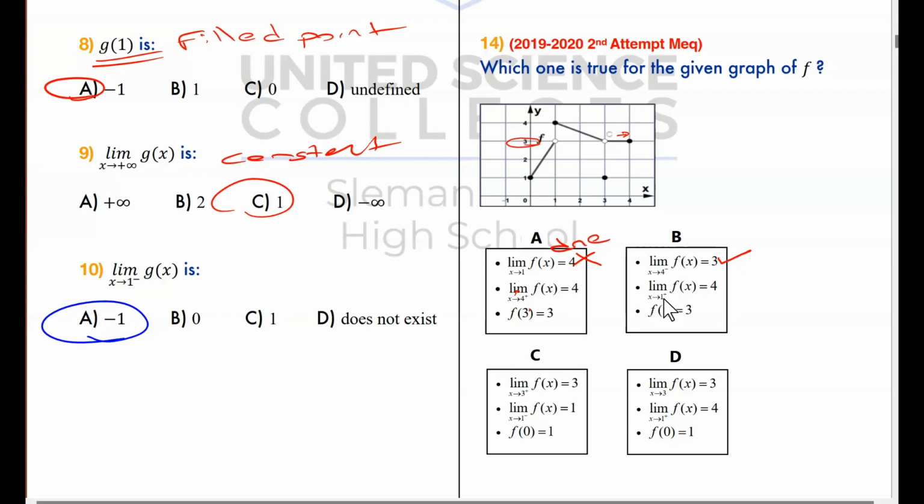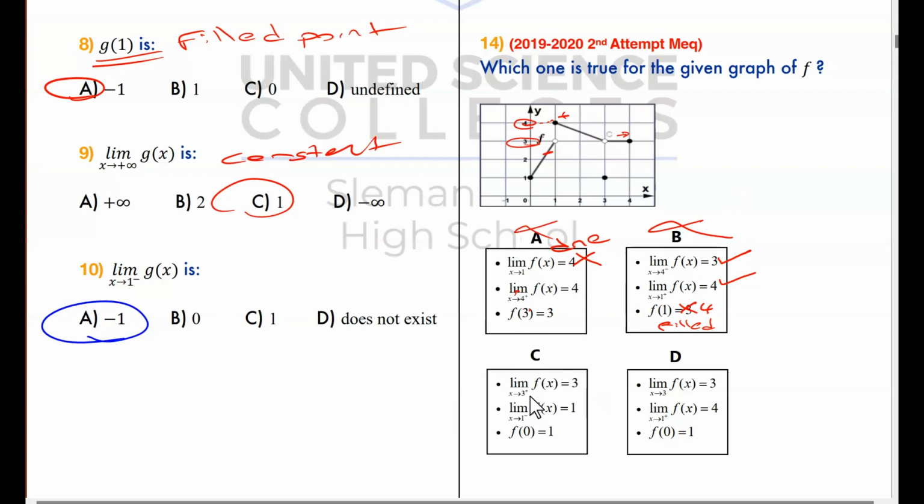What about the limit from the right for 1? At 1, there are two parts. You look at the right part. At 1, this is the left part, this is the right part. So at the right, the function is heading towards 4, it's true. What about the value of the function at 1? At 1, I should look at the filled point. Apparently not this one. This is filled, whose value is supposed to be 4, not 3. So it's wrong. This option is also wrong.